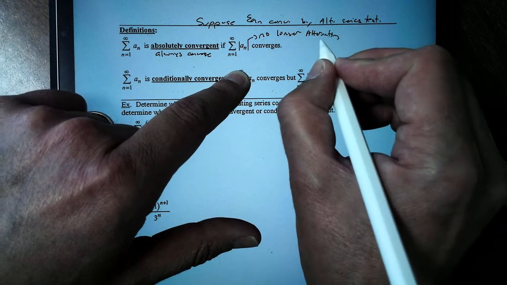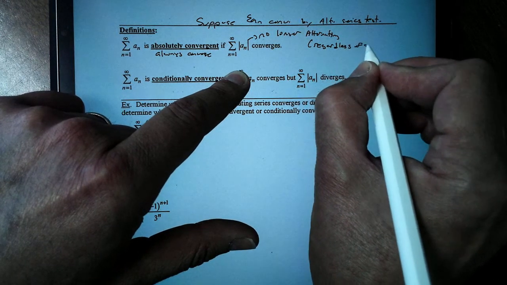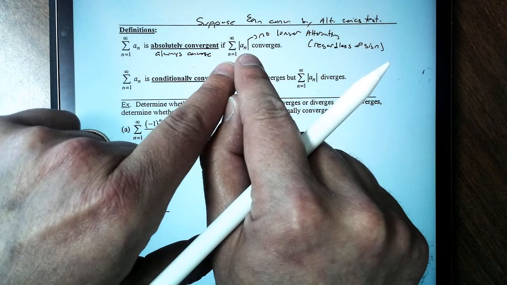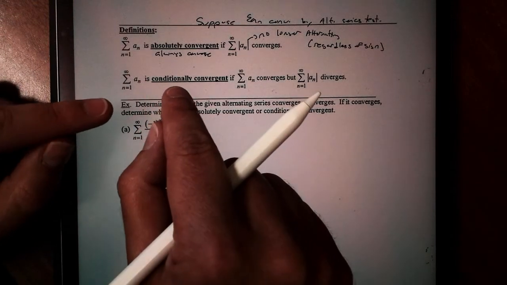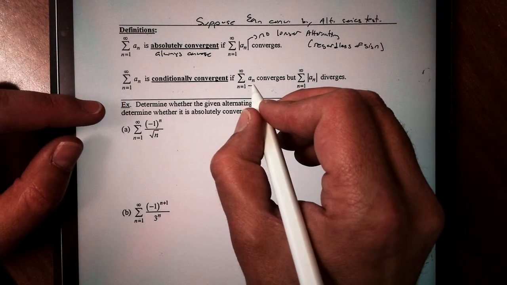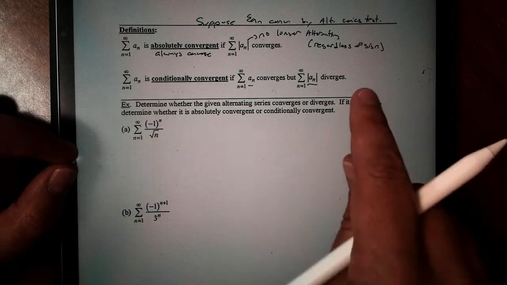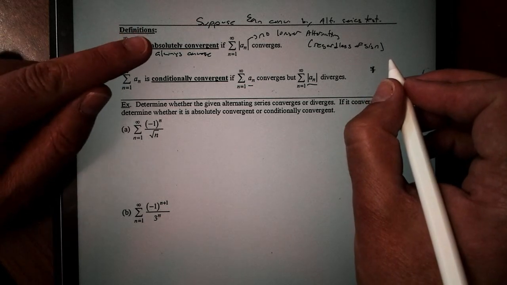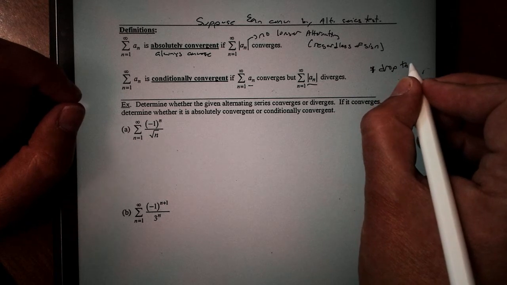And what does that mean for us? That means regardless of sign, we're absolutely convergent if we get rid of the alternating part and it still converges. We're called conditionally convergent if the original, the alternating part, converges, but the non-alternating part diverges. So in other words, to determine if something's conditionally or absolutely convergent, we have to drop the alternating part.